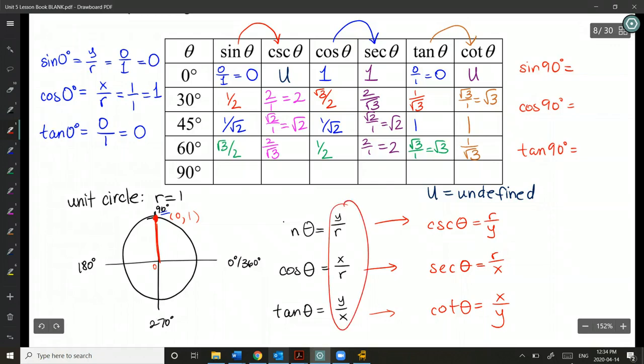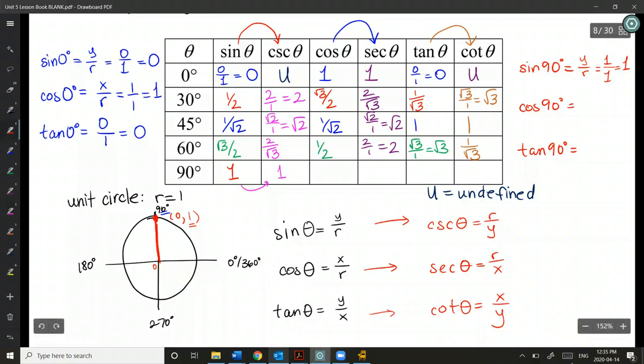Same rules apply. We're using these right here, and the radius is equal to 1. So sine is equal to y over r. Y in this location is 1, and the radius is always 1. So we actually get 1 for the sine of 90. And its reciprocal is also 1. Reciprocal of 1 is 1.